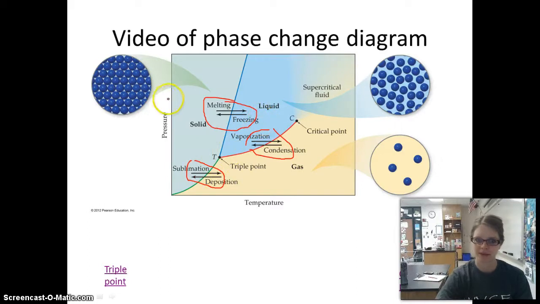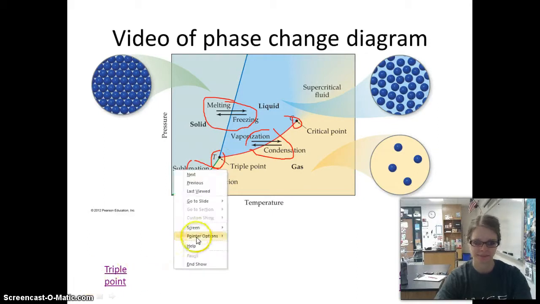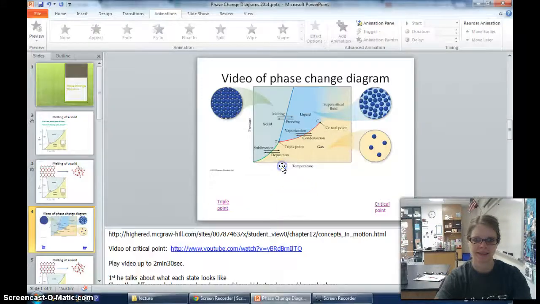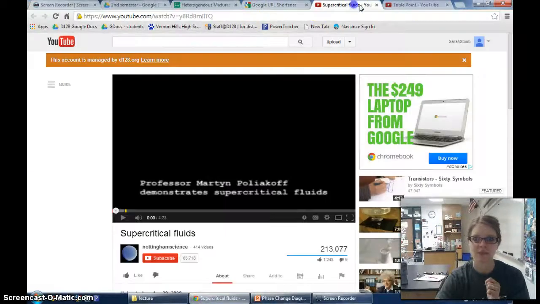Other things to note about this are these points in the middle. Let's take a look at this interesting one in the very middle. It's called the triple point. The triple point. I want to show you a video of that.